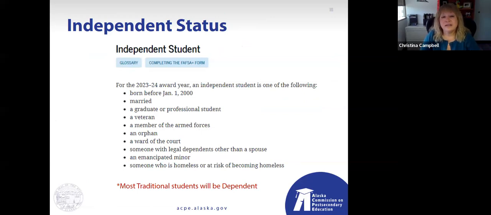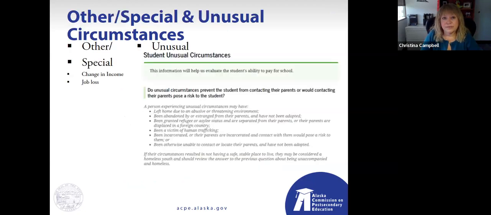Again, if they're independent, this you can read a little bit better. I forgot I had this slide in there. They were born for the 23-24 FAFSA. That's this year's FAFSA, not next year's FAFSA. If they were born before January 1st, 2000, they're married, they're a graduate or professional student, a veteran, a member of the armed forces, an orphan, a ward of the court, someone with legal dependents other than a spouse, an emancipated minor, or someone who's been homeless or at risk of becoming homeless.